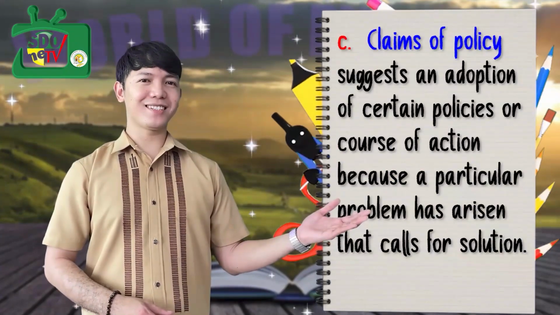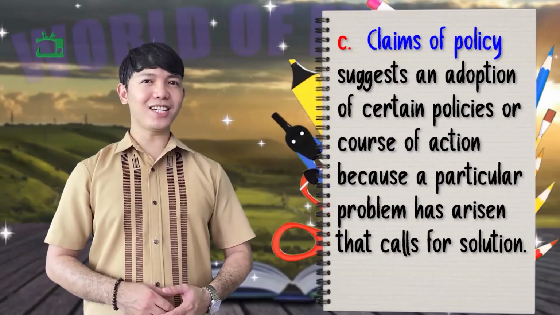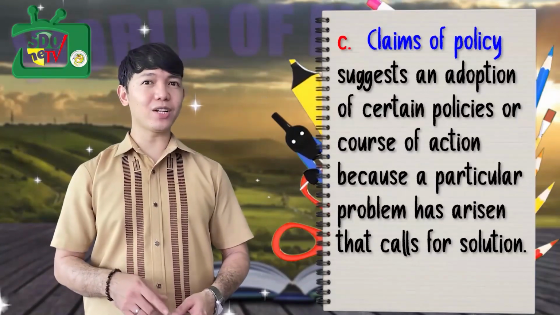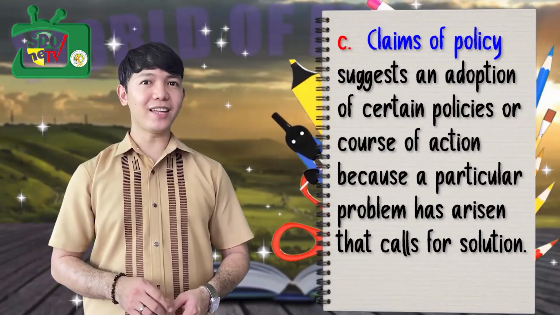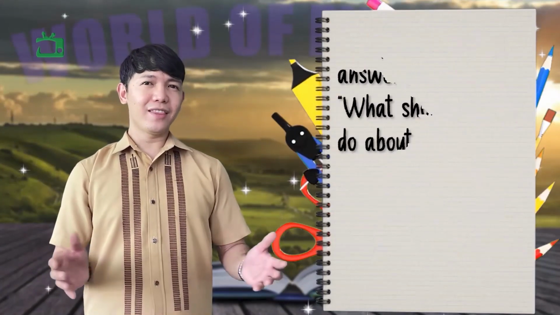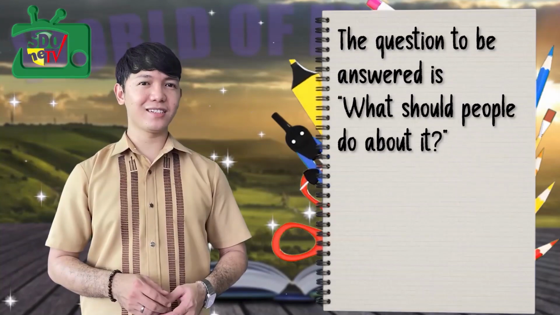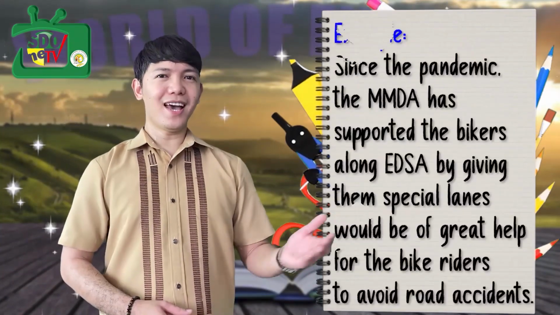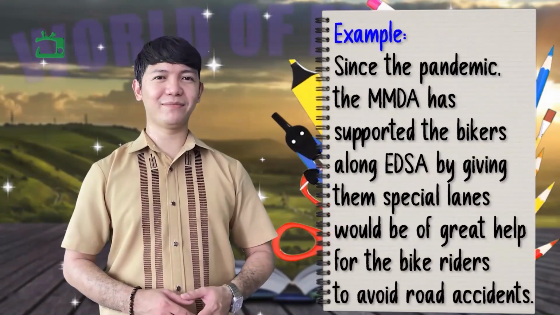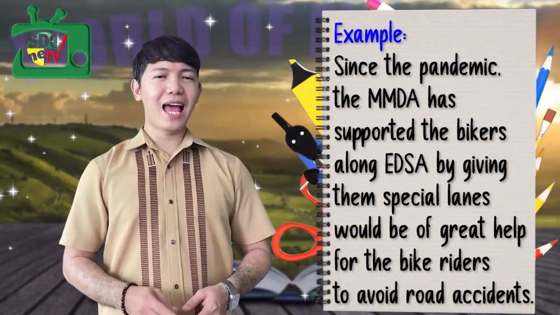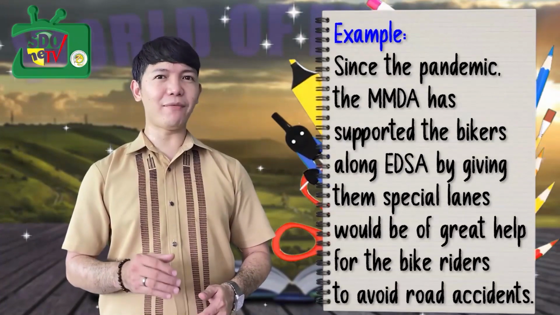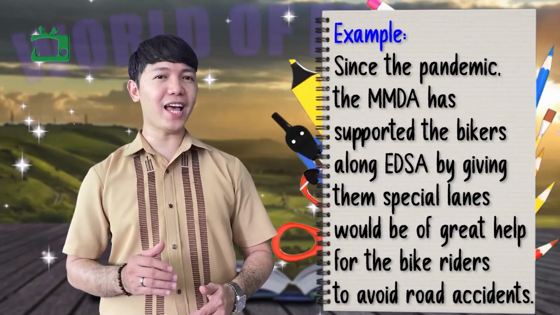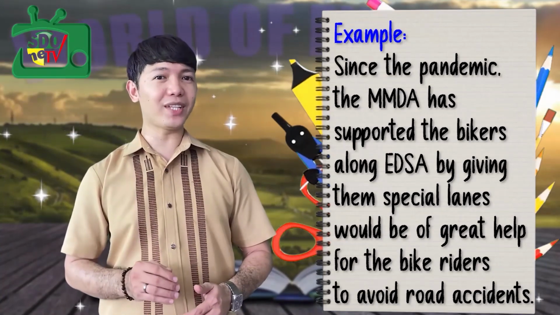Claims of policy. Claims of policy suggest an adoption of certain policies or a course of action because a particular problem has arisen that calls for solution. The question to be answered is, what should people do about it? Example of claim of policy: since the pandemic, the MMDA has supported the bikers along EDSA. Giving them special lanes would be of great help for the bikers to avoid road accidents.